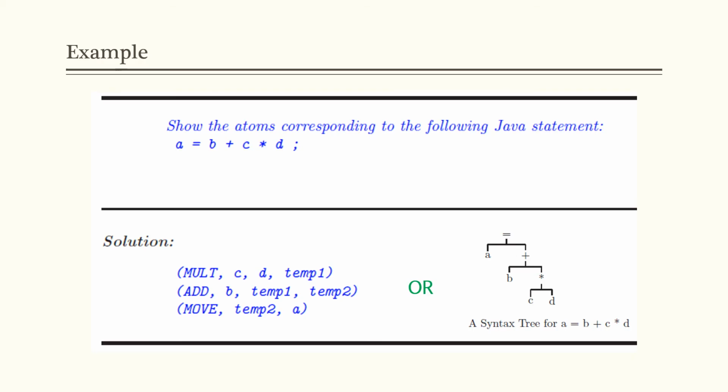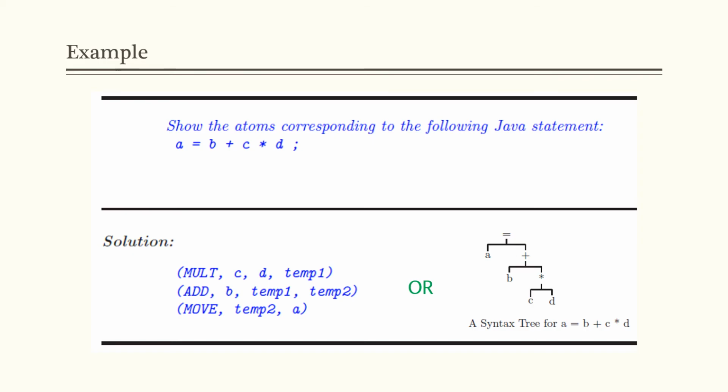So that is a second atom. The result of these additions will be stored in temp2. Next, after you have these operations, B plus C times D, the result in temp2 will be assigned to A. So you need another atom called move, which means that you move the value inside temp2 to A. So you are assigning the result of temp2 to A.